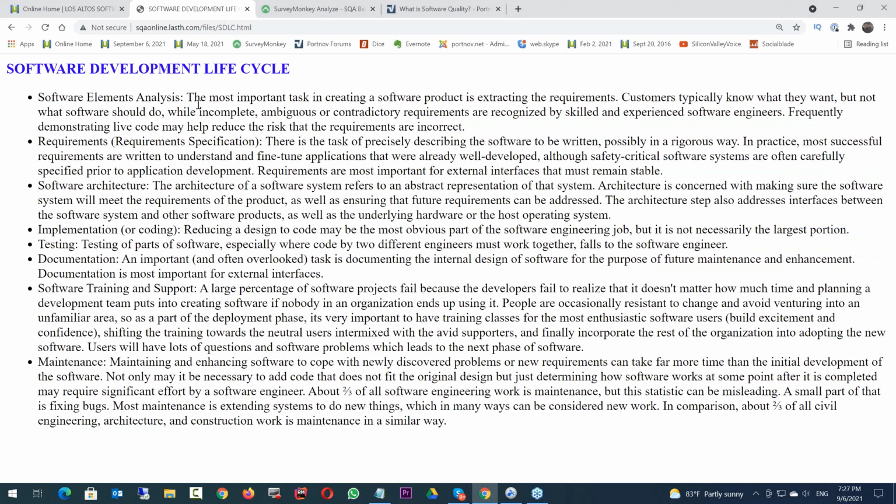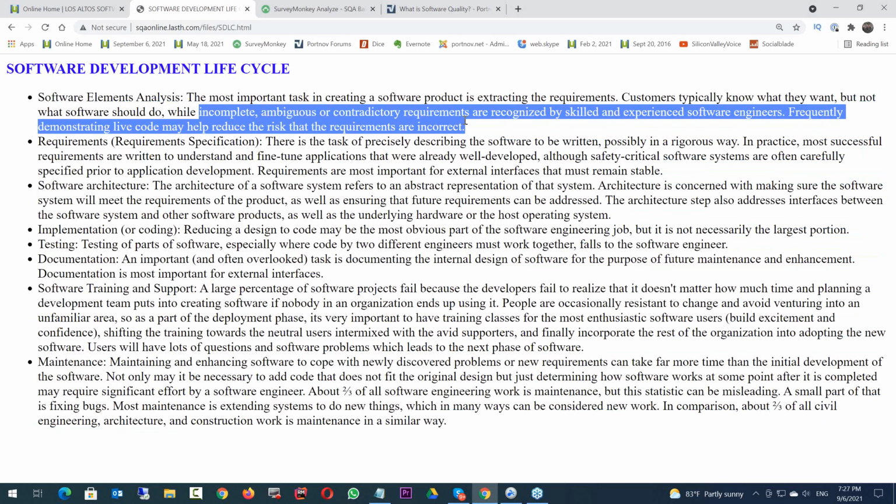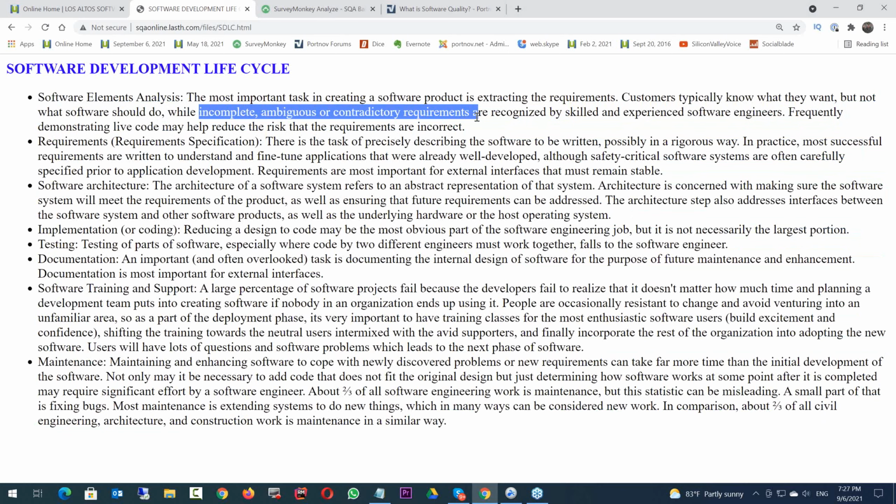So software elements analysis. So analysis, then requirements. So business analysis, then requirements. And here it says incomplete, ambiguous, or contradictory requirements. That is where requirements are going to happen. Incomplete, ambiguous, or contradictory requirements are recognized by skilled and experienced software engineers, and so on. So when we talk about problems in requirements, guys, those 3 words are a must, okay? You have to memorize that.